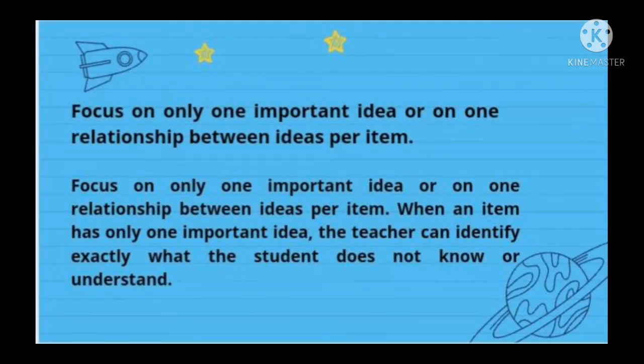Focus on only one important idea or on one relationship between ideas per item. When an item has only one important idea, the teacher can identify exactly what the student does not know or understand. We need to focus on only one idea so a teacher can easily determine what the student wants to know. Also, focus is important so that your mind will process easily. It also enables you to ignore meaningless and irrelevant thoughts.